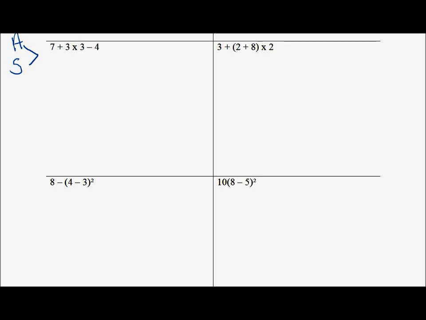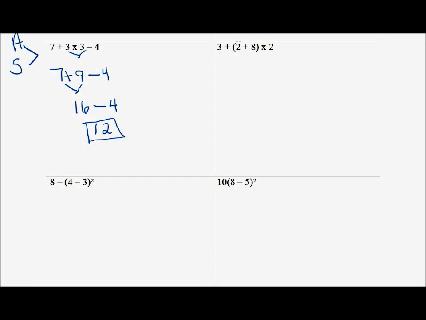Okay, so now look here. I see here in the middle, I have some multiplication. So I'll bring down my 7, bring down that plus. 3 times 3 is 9, minus 4. Now I'm left with addition and subtraction, so I'll say 7 plus 9, 16, bring down my minus 4. And then 16 minus 4 is 12, which is my final answer.